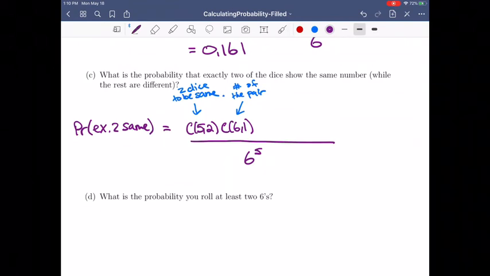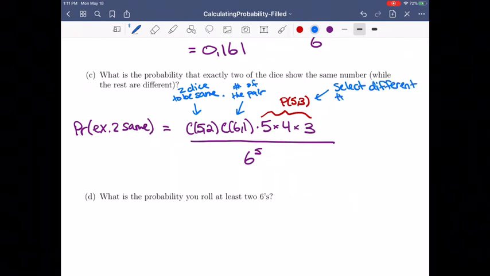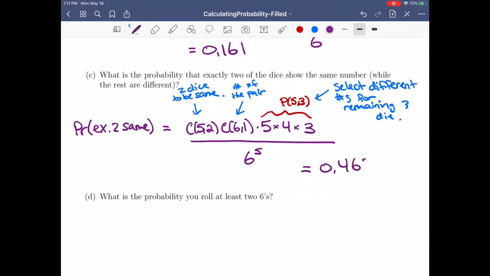So I want 3 different numbers, and the order is going to matter because the die are different colors. Okay, so you could do it as, okay, the first die has 5 options because it can't be the same as the pair. The other die has 4 options because now it can't be what I just picked. And the other one has 3 options. Okay, this is 5 permute 3, if you will. Okay, but this is select different numbers for the remaining 3 die. And if you compute this, you should get 0.463.